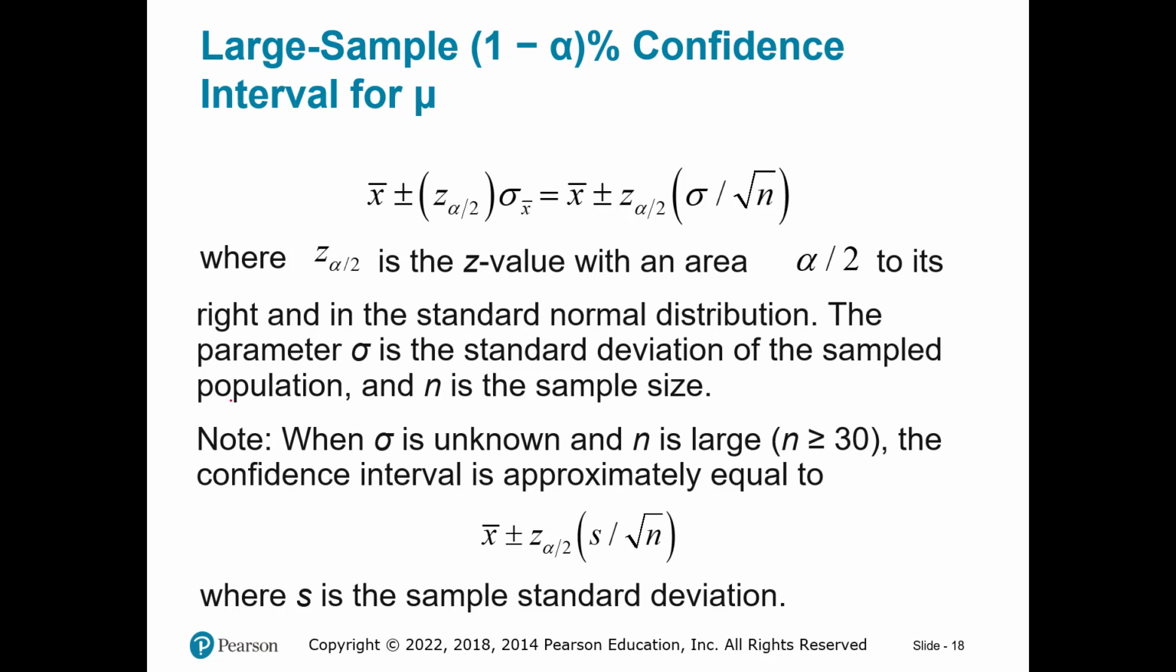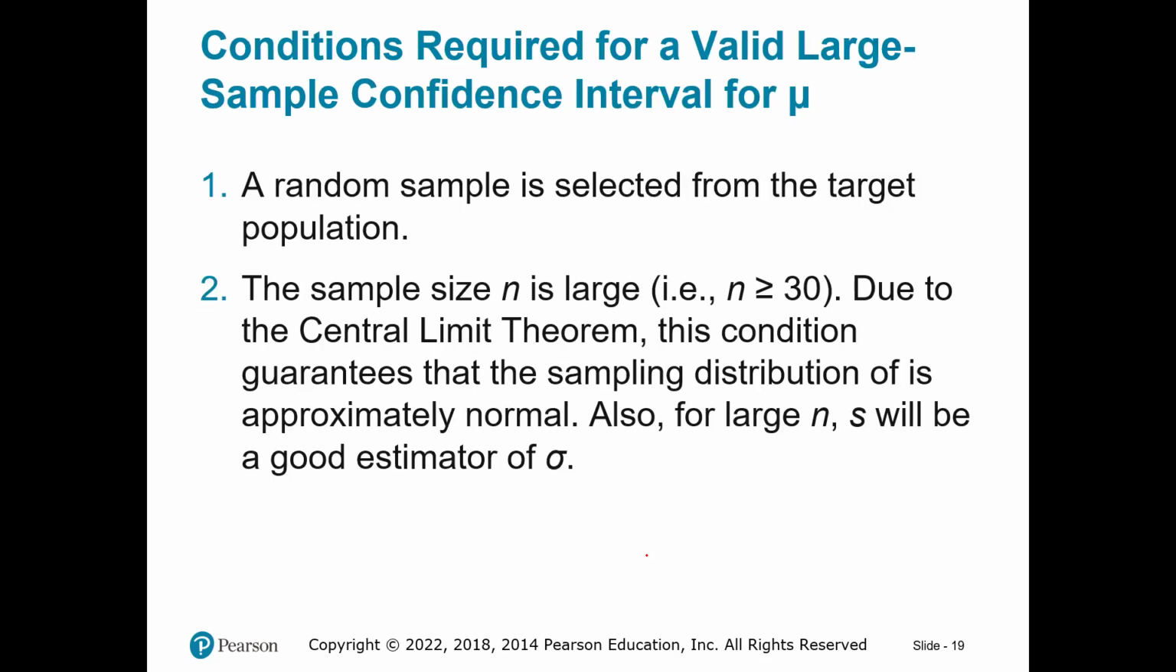And note that when the standard deviation of the population is unknown and n is large, the confidence interval is approximately equal to this one. So we will be using the sample standard deviation divided by the square root of the sample size.